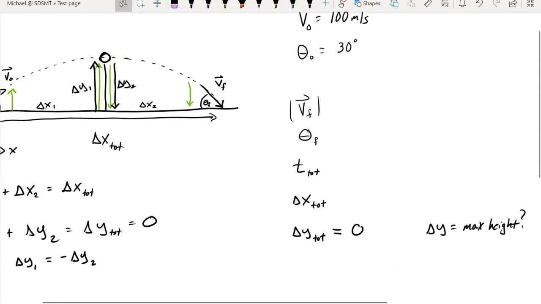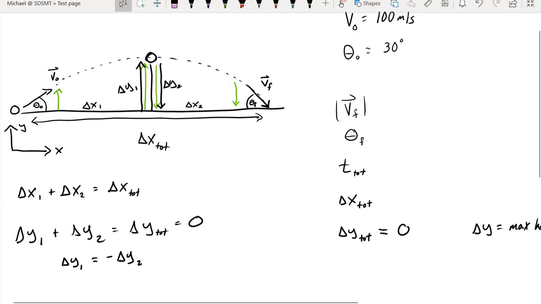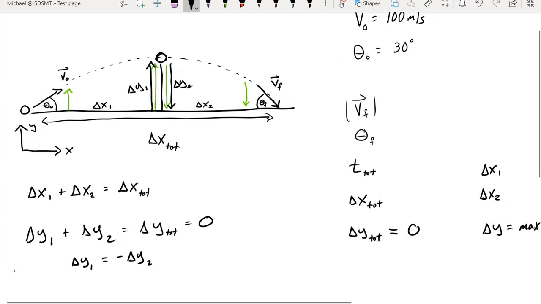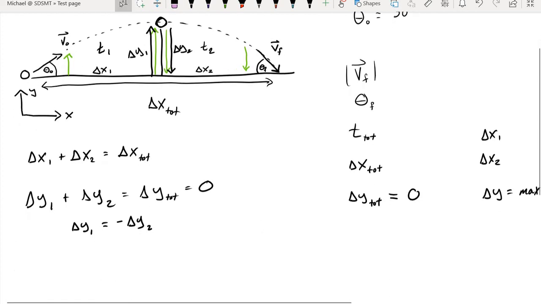So if the total displacement along the x direction can be broken up, and if we can account for it using delta x1 and delta x2, well, then I would like to know what those values are. Likewise, I would like to know how much time is required for the cannonball to reach the maximum height, and then how much time is required for it to fall back to the ground.